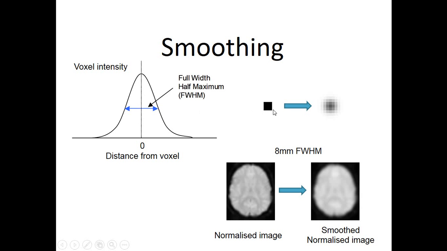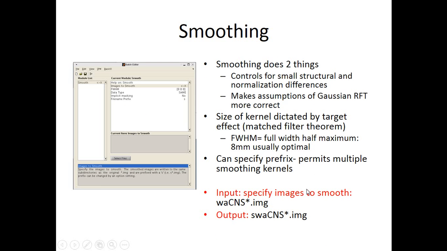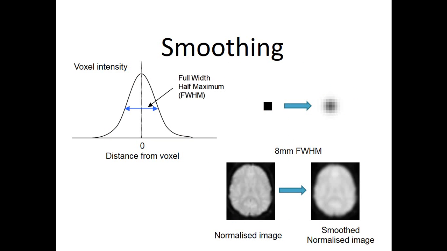So if we applied smoothing to this dot here, it would end up looking like this. So it's been smoothed by something like that. Okay? Now we smooth for a number of reasons. Four, in fact. One is to deal with inaccuracies in spatial normalization.